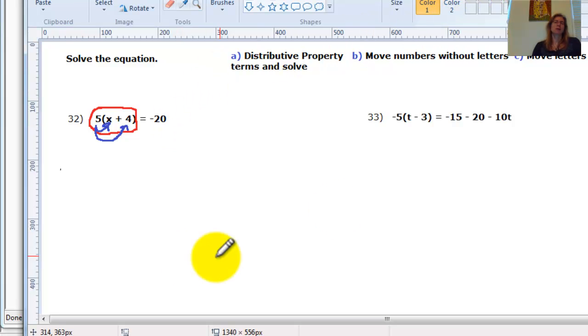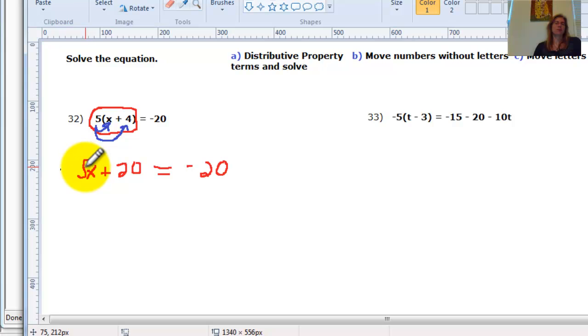So what we'll have then is 5x, and then 5 times the positive 4 is a plus 20. So then you put your plus 20 there. So you've simplified that expression using the distributive property, and as a result, the parentheses are gone. So now you have an equation that looks like all the other equations we've seen. You have 5 times the variable plus a number equals a number.